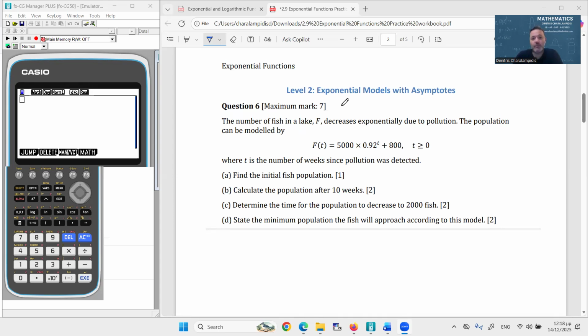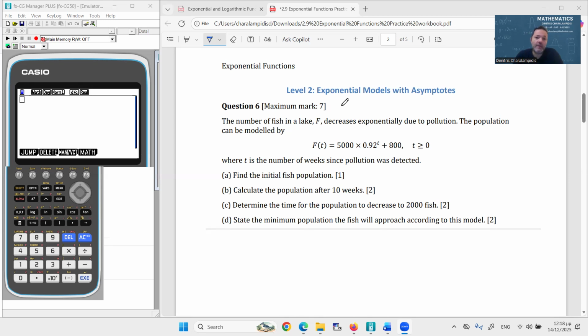I have prepared on the practice workbook on exponential functions, which can prepare you to understand perfectly the 2.9 subtopic of the analysis and approaches standard level content. This will be an exercise on level 2, which is titled Exponential Models with Asymptotes.